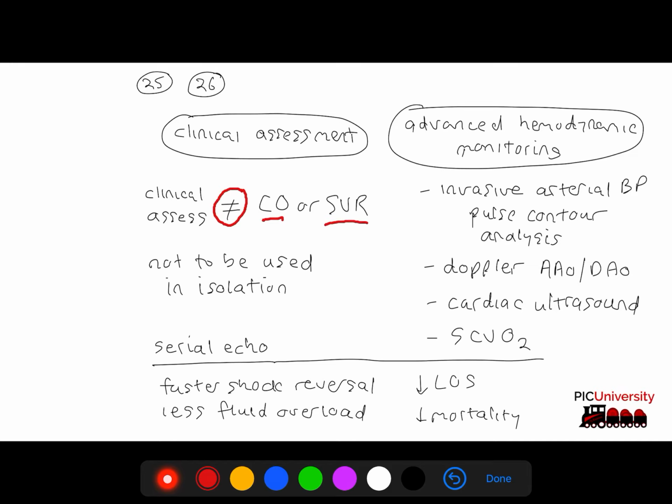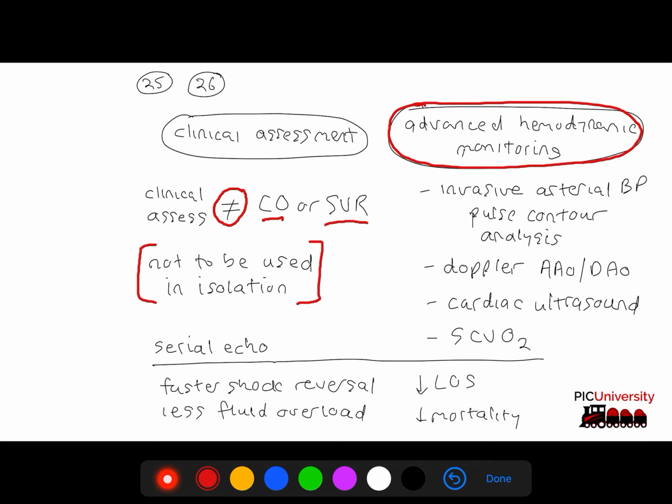And that is to say that we are really not good as practitioners at telling the difference between warm shock and cold shock. And this has been borne out in multiple studies now. So because of that, we don't throw it out entirely, but we say this clinical assessment should not be used in isolation when resuscitating these patients. And so what do we use in addition to that? Well, the campaign recommends using measures of advanced hemodynamic monitoring in order to augment our clinical assessment.